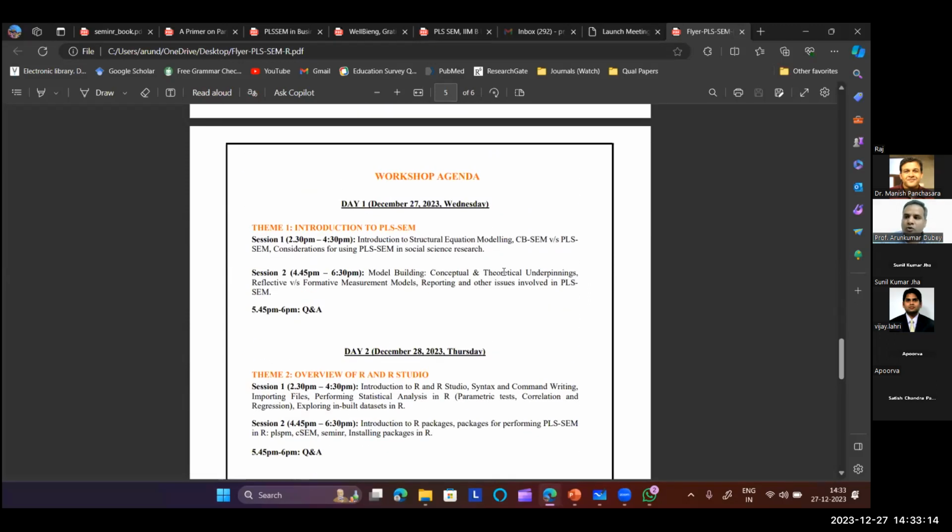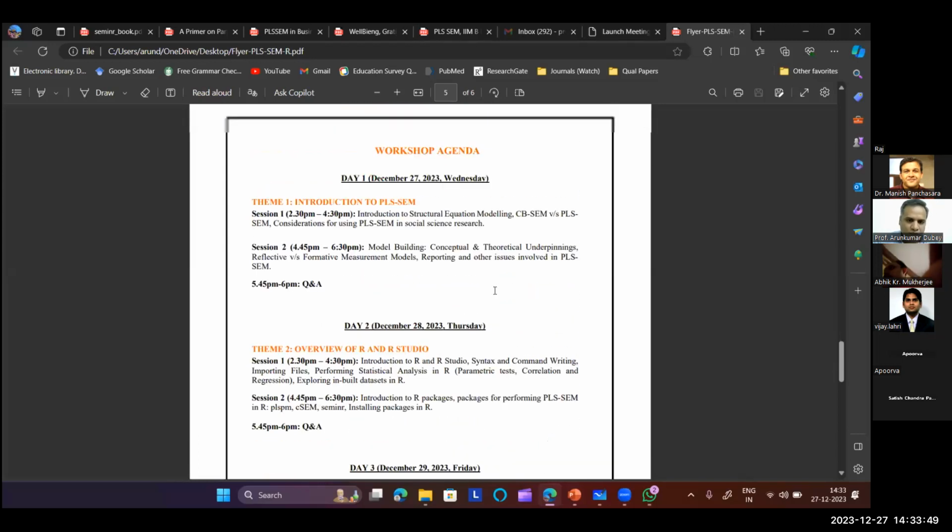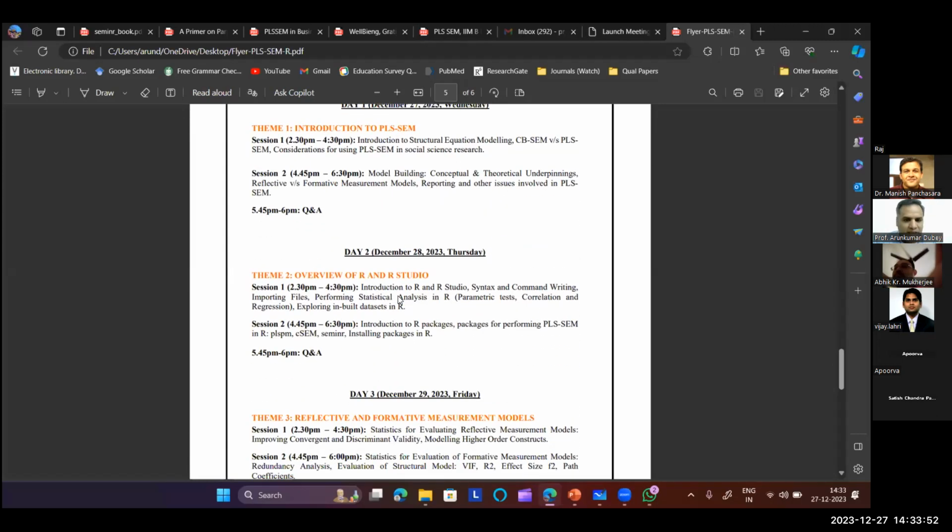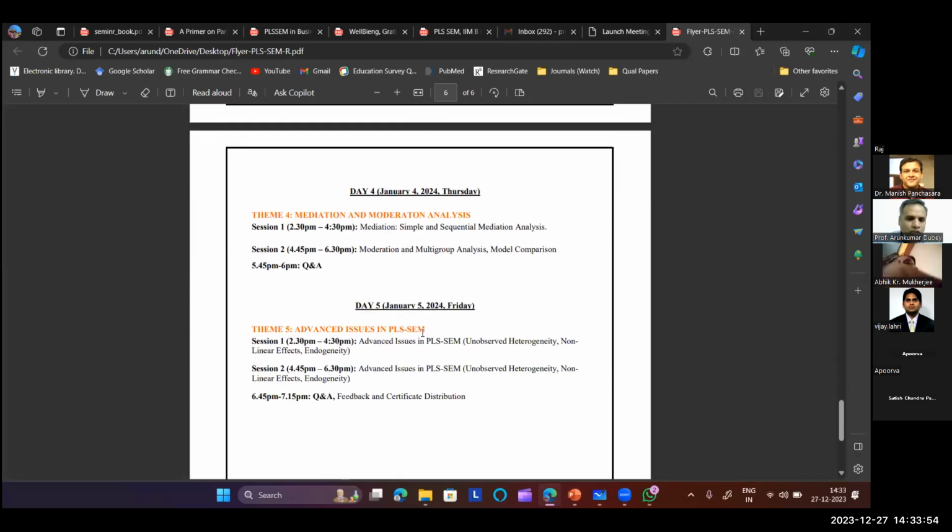Okay. So today is day 1, that is 27th. In the first session, we are going to talk about structural equation modeling introduction and the difference between covariance-based SEM and PLS-SEM, and what are the considerations for when you should go for using PLS-SEM. And in the second session, we are going to talk about model building, how to build a model that is researchable, relatable, and really contributes to research. We are going to focus on the conceptual and theoretical underpinnings, the formative measurement model, reporting and other issues. Similarly, day second, day third, day fourth, and day fifth.